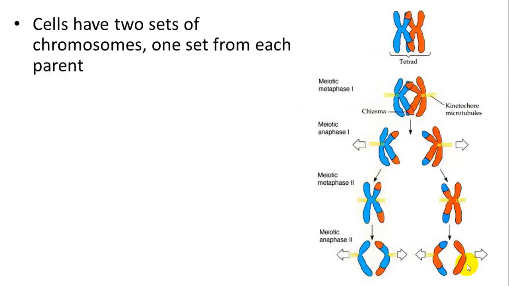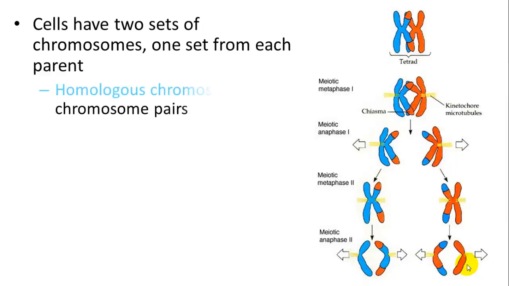Alright, so cells have two sets of chromosomes, one from each parent, and during the S phase of these, one from the mother, one from the father, are homologous chromosomes. They code for the same thing, and they may have a different number of them. So humans have 23 pairs of chromosomes, 46 total, 23 from the mom, 23 from the dad. Plants have varying amounts and numbers of chromosomes, but they all have one from each parent.